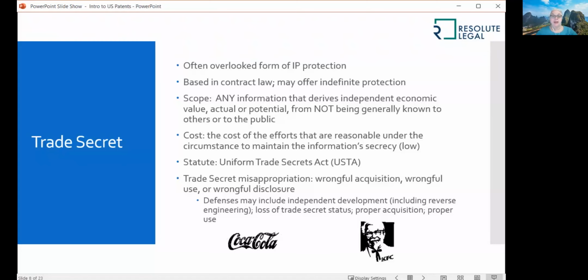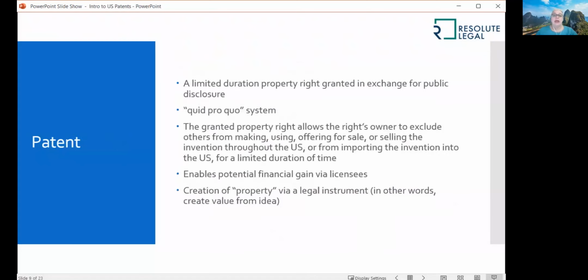And the last form, and the form that we're going to speak about for the rest of today, are patents. And the US has a long history with patents. At a broad level, a patent is a limited duration property right granted by the government in exchange for a public disclosure of the invention. And we refer to it as a quid pro quo system.